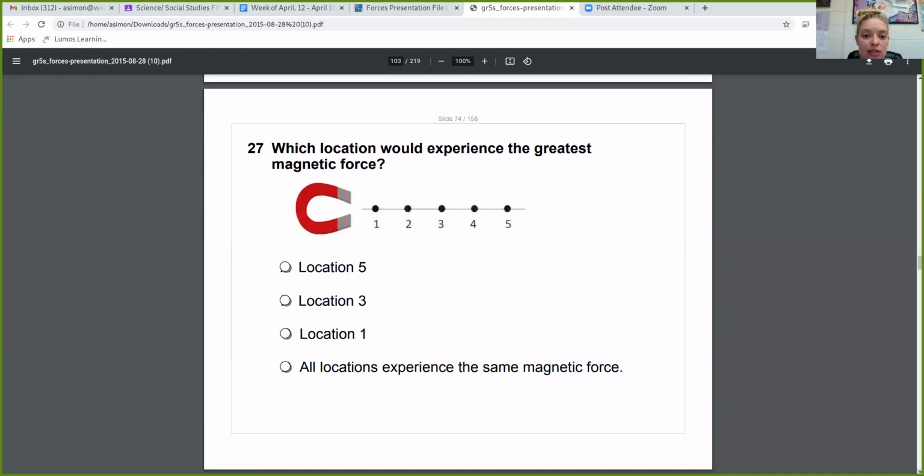Which location would experience the greatest magnetic force? Location 5, location 3, location 1, or all of them are the same? If you said location 1, you are correct. And this is why, guys. Let's take this magnet and this paperclip, for example. If I have it all the way out here, it's not going to be pulled by any type of magnetic force. It's too far away. The magnetic force is too weak. But as I get closer to the magnet, about right here, it pulls it in. So location 1 is going to have the greatest magnetic force.